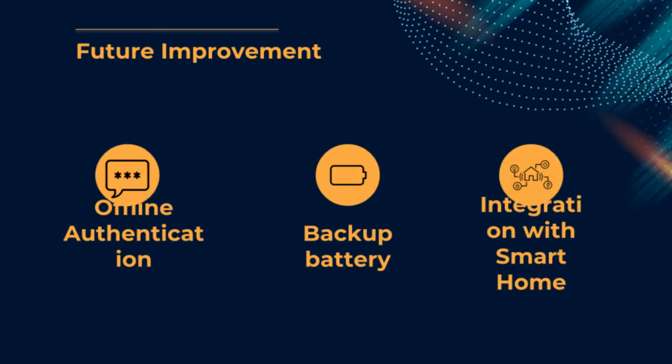For future improvement, there are 3 major improvements that can be done. The first one is offline authentication. The current door lock system requires the system to be online to authenticate the user to lock or unlock the door. For future improvement, the user can lock and unlock the door still using the app, but the user is not required to connect to the internet. The second improvement is a backup battery. This is to make sure that when there's a power outage or any emergency, the door can still be unlocked by the app. The last improvement is integration into a smart home system.